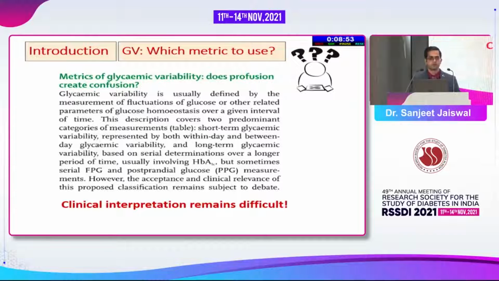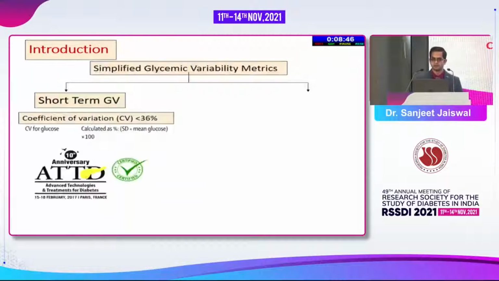Does this profusion of information create confusion? Because the clinical interpretation of metrics remains difficult. Just to simplify, glycemic variability metrics can be classified into short-term glycemic variability, the most important of which is the coefficient of variation, which has been recommended by ATTD, and it has been shown by Monnier et al. that when the coefficient of variation of glycemic variability is less than 30%, the risk of hypoglycemia is less. So glycemic variability should be assessed in the context of hypoglycemia.